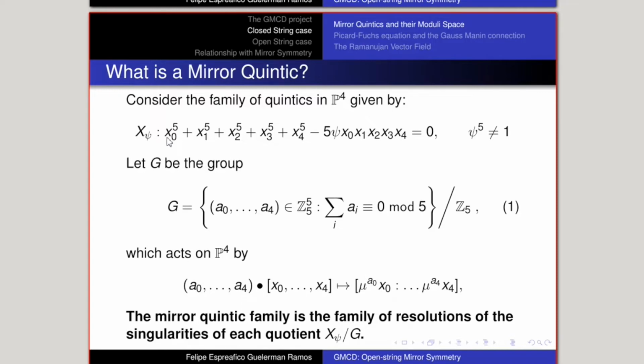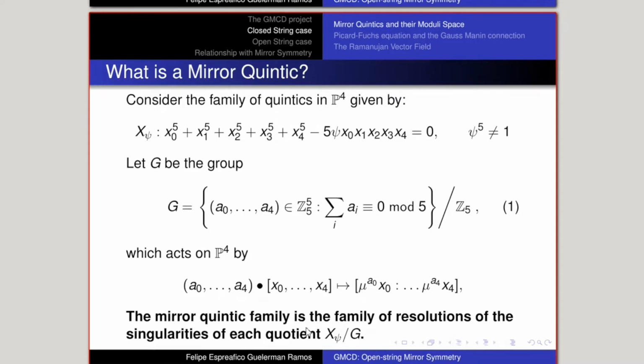Of course, if you multiply here by a root of unity, you don't get anything, and also here, because they will multiply. So the point is that you can act on X by these roots of unity, and then you can consider the quotient. The quotient will be singular, so you need to resolve the singularities, and then you get the mirror quintic.